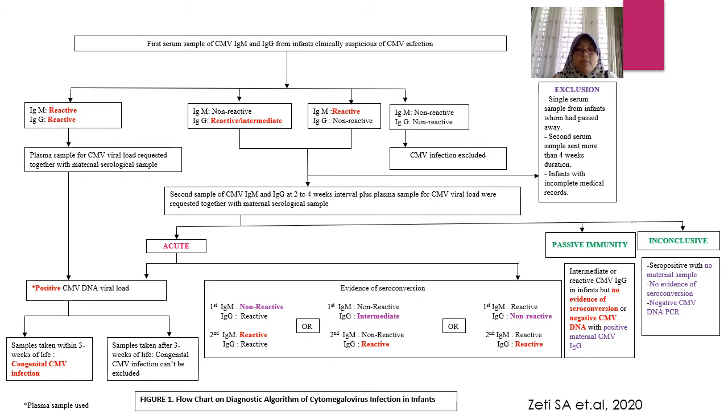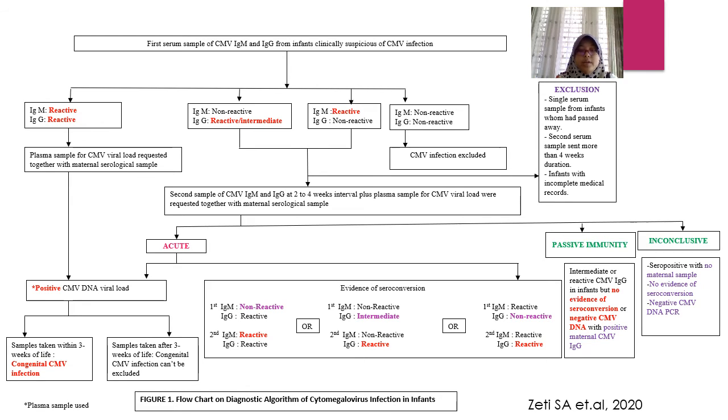First, serum samples for CMV IgM and IgG are obtained from infants clinically suspicious of CMV infection. If IgM and IgG are reactive, a plasma sample for CMV viral load is requested together with the maternal serological sample. If CMV DNA is positive, we check whether the sample was taken within 3 weeks of life, which means that it is congenital CMV infection, or taken after 3 weeks of life. If the sample was taken after 3 weeks of life, congenital CMV infection still can't be excluded.